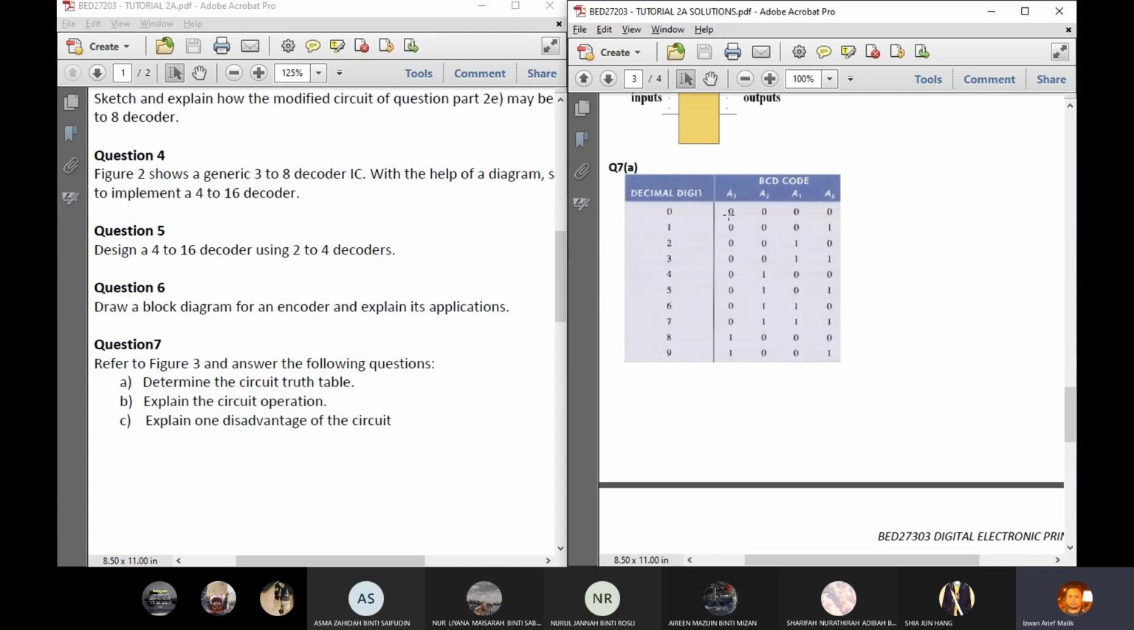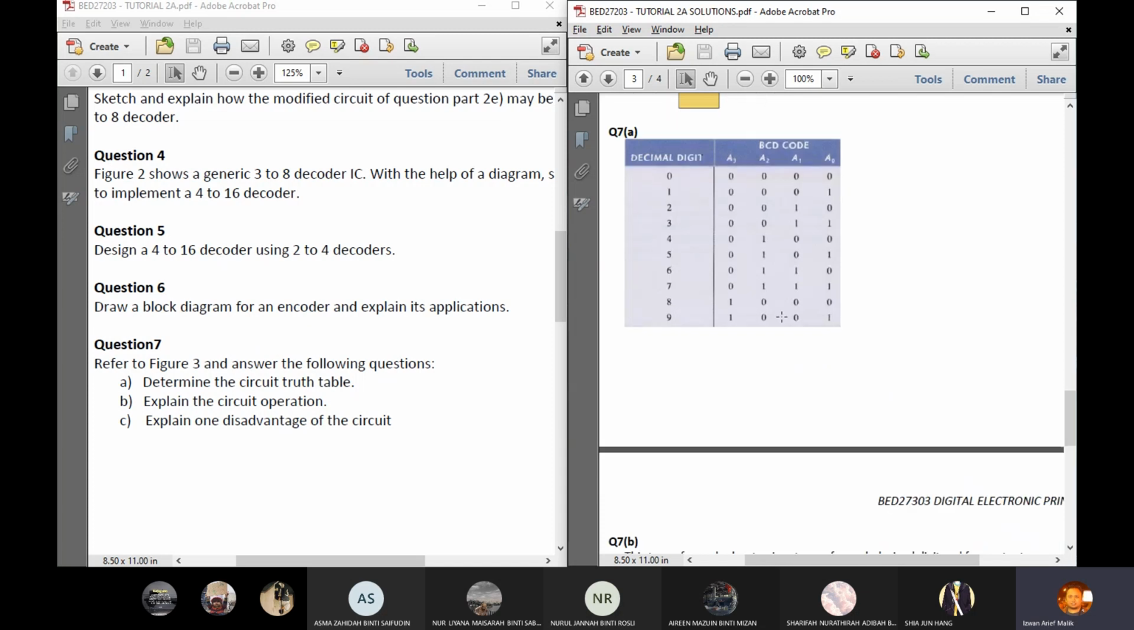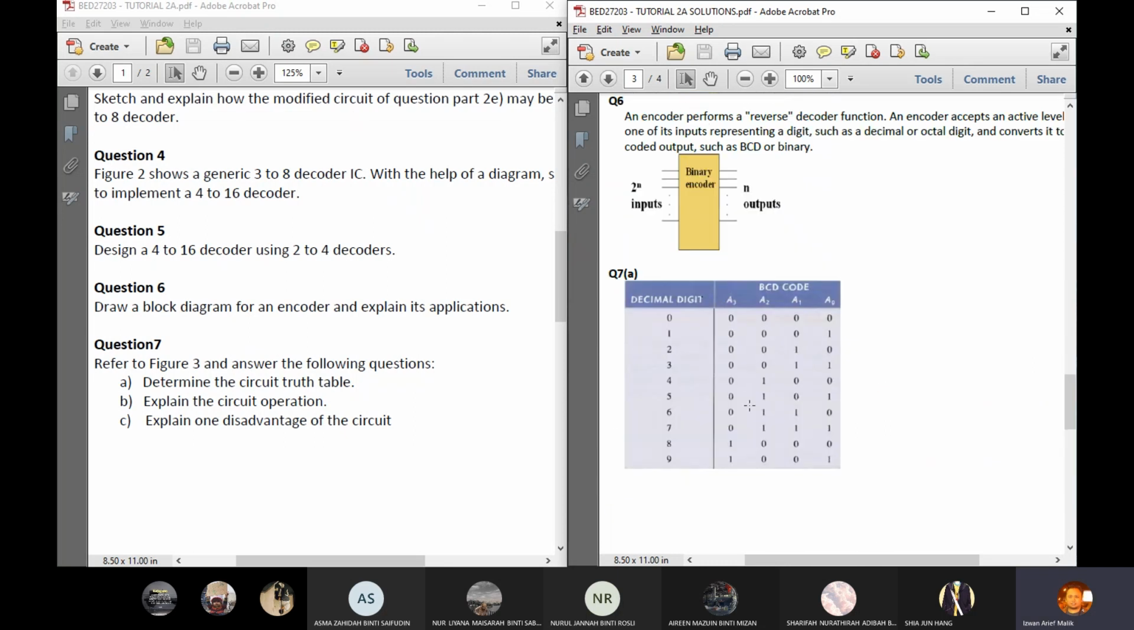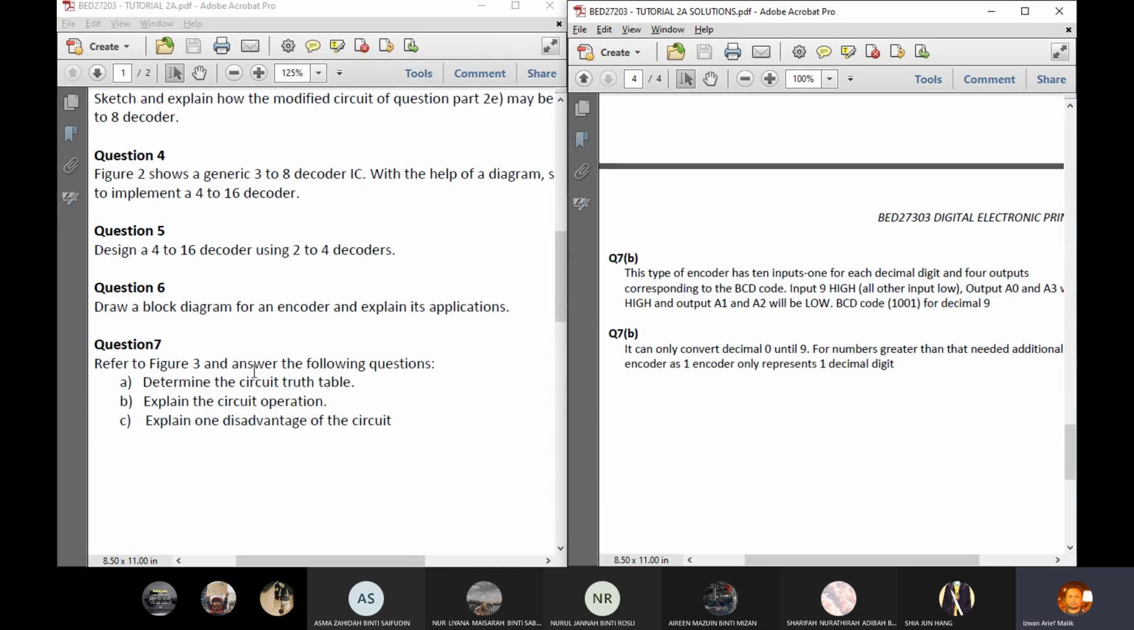So if it is 0, it will become 0000. If it is 5, 0101. If it is 9, 1001. Okay, so here we know this is a decimal to BCD encoder. Okay, so determine the circuit truth table. So this is the truth table. You may find it in my notes. It is in the notes, I also took this from my notes. And then explain the circuit operation.